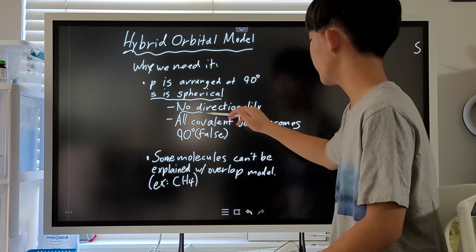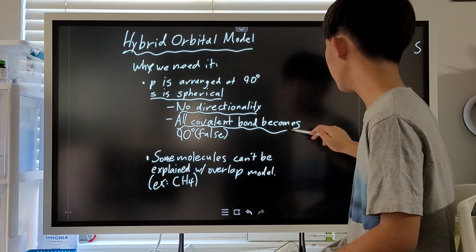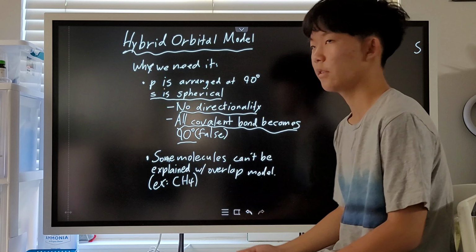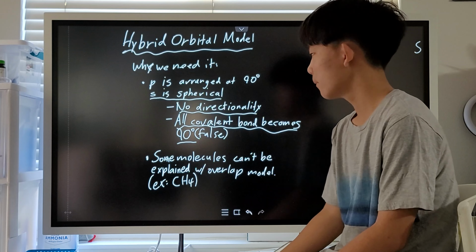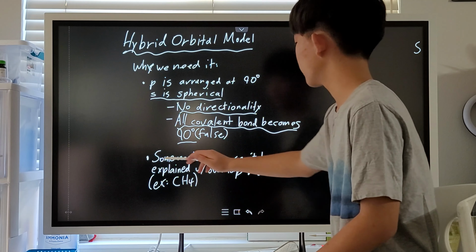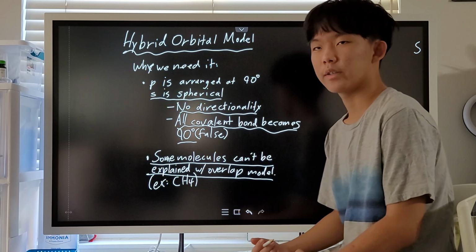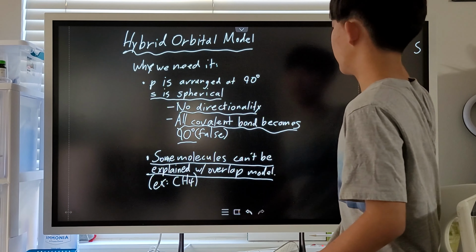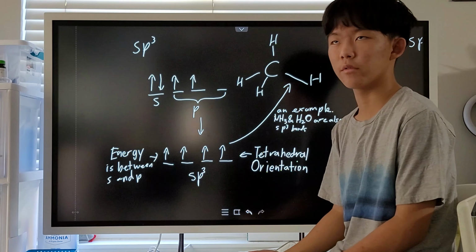One, it doesn't have any directionality. And two, it means that all covalent bonds are 90 degrees, which is very much false as seen from things like tetrahedrons. And also, some molecules can't be explained with the overlap model, like say methane. It's going to violate some of the rules. So that's why we made something called a hybrid orbital.